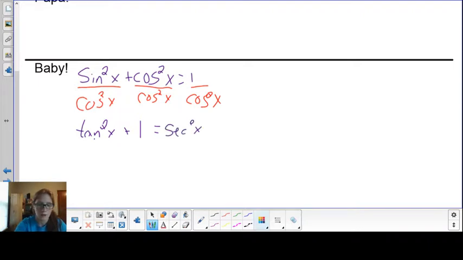And again, you can also create those variations with simple addition and subtraction. So tangent squared is equal to secant squared minus 1, and 1 is equal to secant squared minus tangent squared.